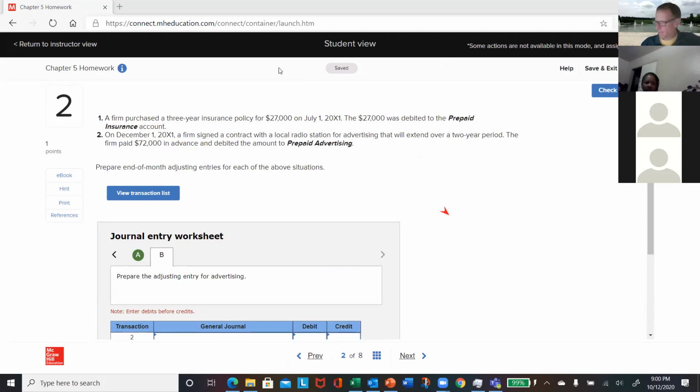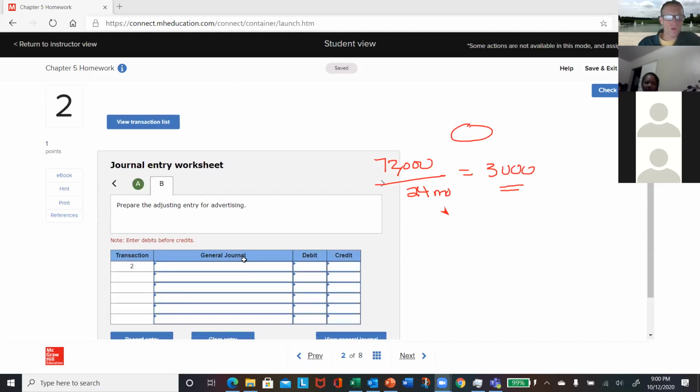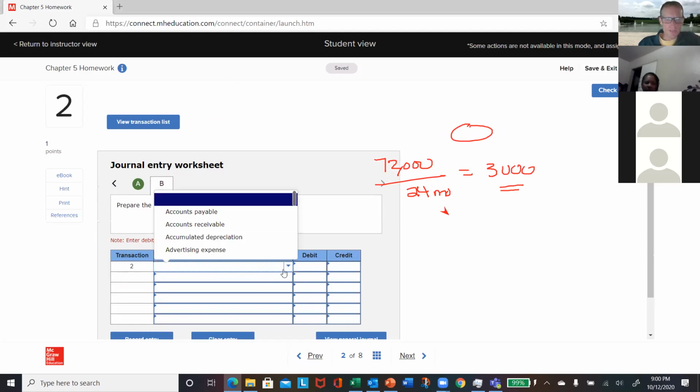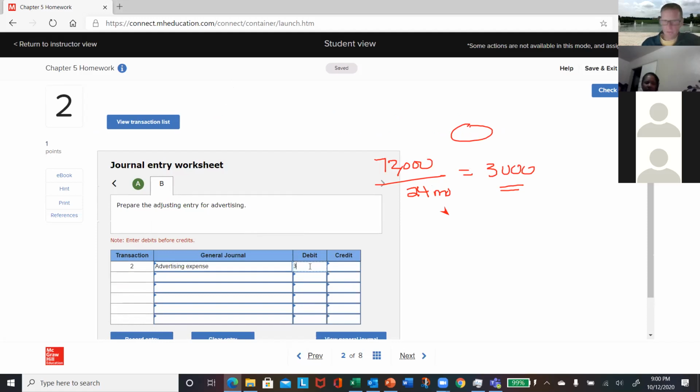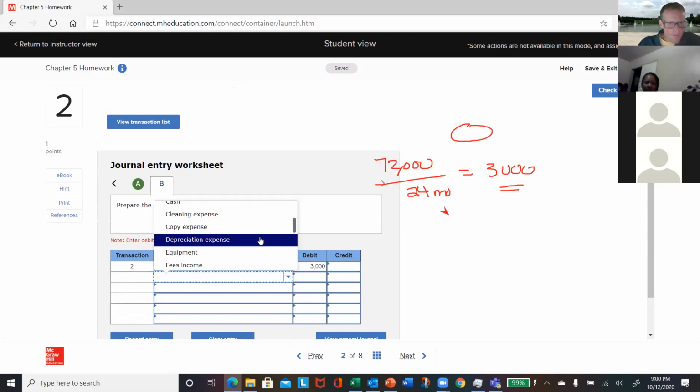So again, you would have taken $72,000 divided by 24 months, because they said it's 2 years, which is 24 months, and that comes up with $3,000. That's the correct amount. And then of course you go to your journal, and what account are they debiting? Advertising expense, $3,000. Credit prepaid advertising. Very good. So we find the prepaid right there.